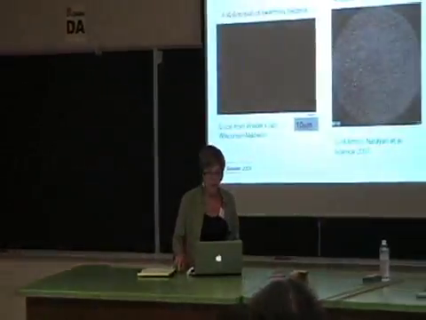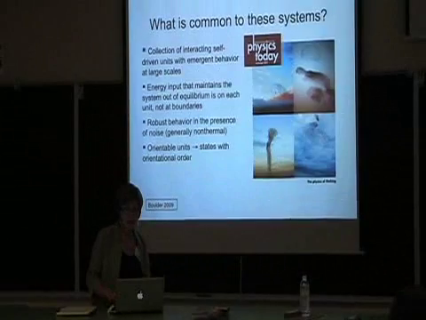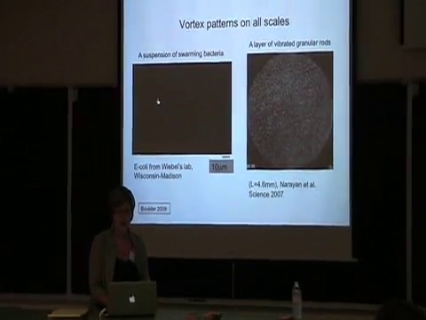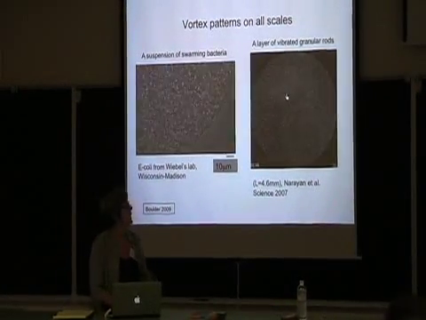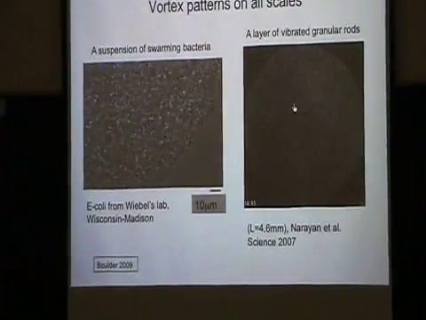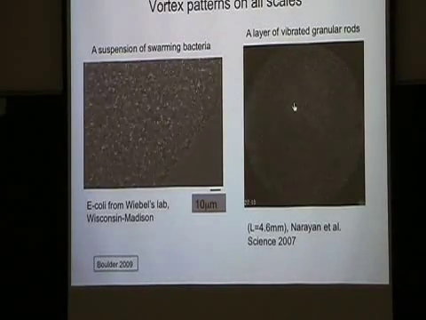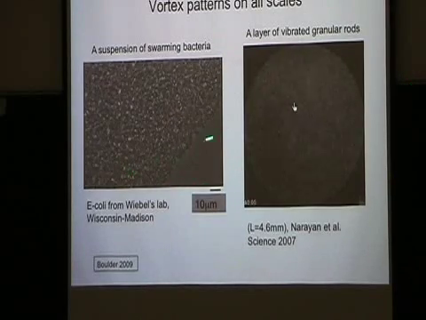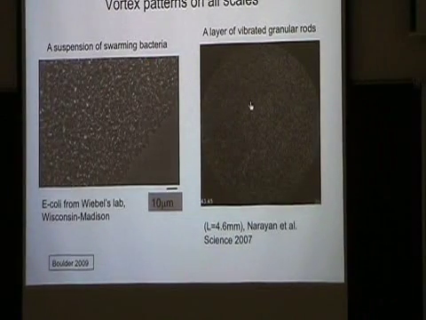So let me show you two movies of the two kinds of systems that I will try to model microscopically in the second two lectures. One is a suspension of bacteria, E. coli to be precise, and the other one is a layer of vibrated granular rods. The reason I'm showing these two movies is that you see some kind of similar collective motion, this kind of swirling type of motion, although on very different scales. The bacteria are about 2 micron in size. These rods are almost 5 millimeter in size.